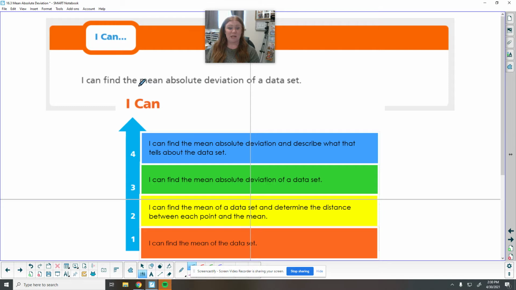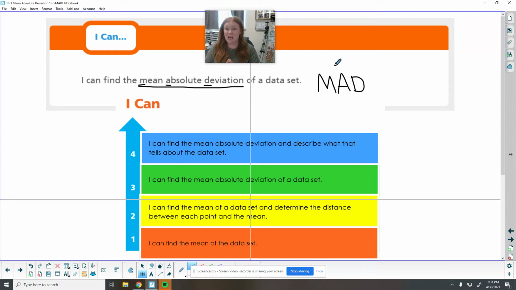So we are going to be working on finding the mean absolute deviation, and you can also call it the MAD, mean absolute deviation, the MAD. You might see it abbreviated like this, and it might make you a little mad when you're doing it. But here's the thing. It is not hard. It's just another step, but it's a step you can do.